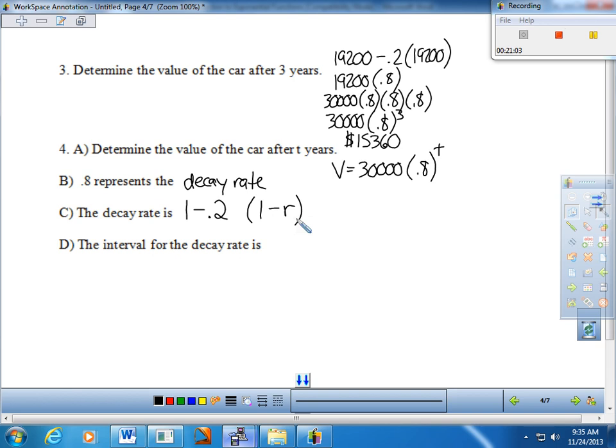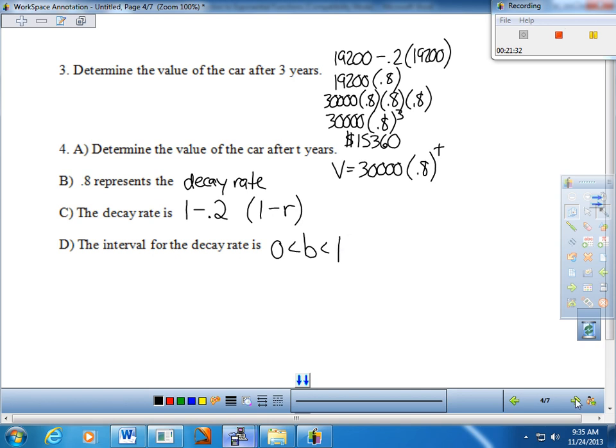Okay. The interval for the decay rate, what do you think? So if you remember, for exponential growth, we saw that the growth rate had to be above 1. What do you think about this one? Well, as you'll see, it actually can't be negative. It has to be in between 0 and 1. And we'll actually explore that in a little detail, but our decay rate for all our exponential models will be between 0 and 1. And 0.8 obviously fits right in there.